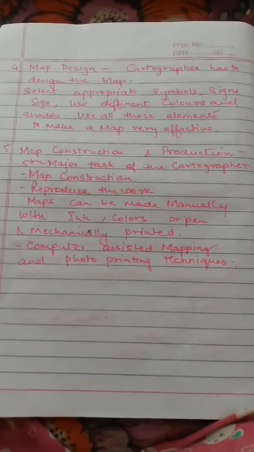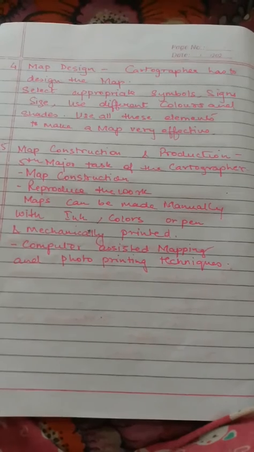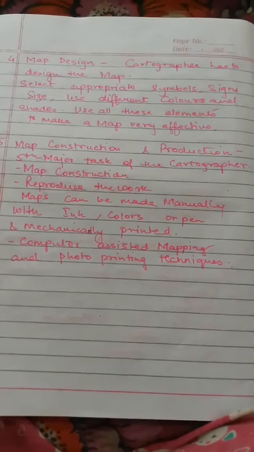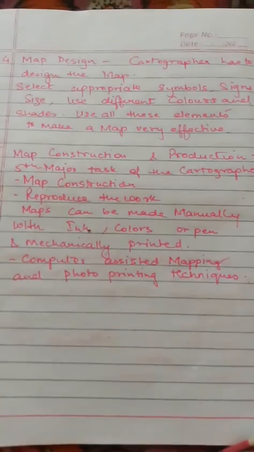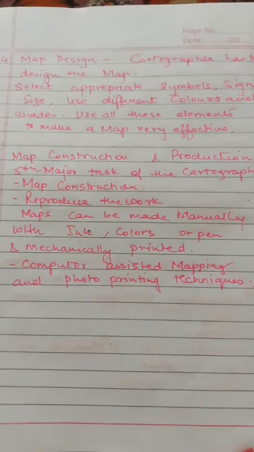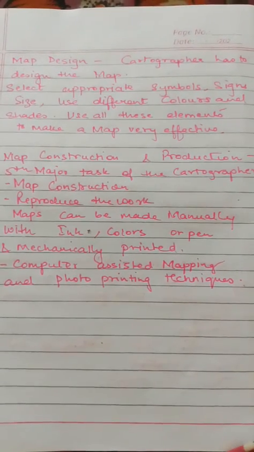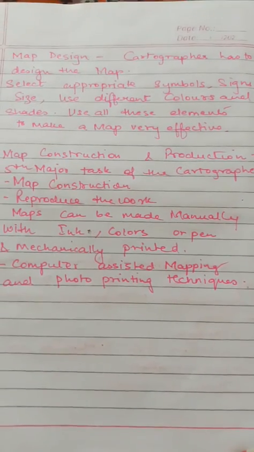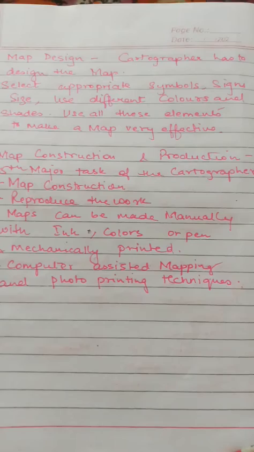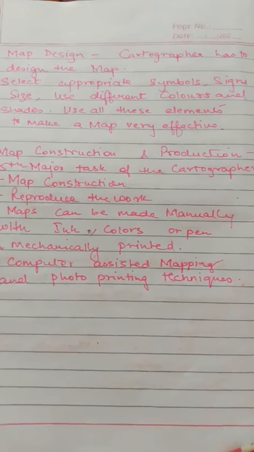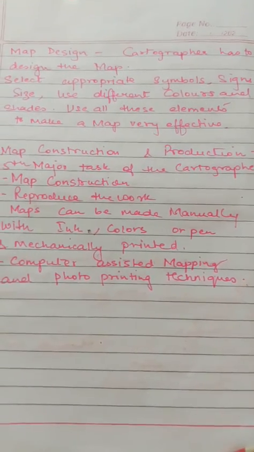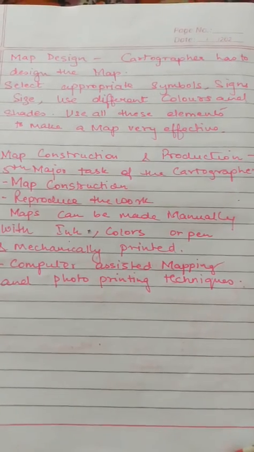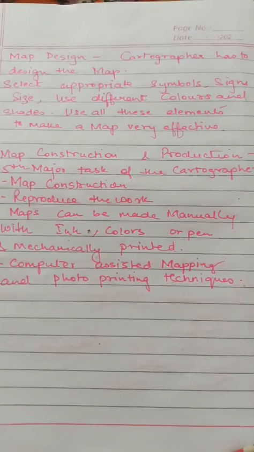To talk about the map design, a cartographer has to design the map. So once he has decided upon the theme of the map and has collected information about whatever he is going to depict in the map, he has to present the map in a very attractive way and in a very suitable way. So he has to select the right kind of symbols which he is using to depict different kinds of physical features, and he also has to determine the size of the map, because all the information has to be completely depicted in the map.